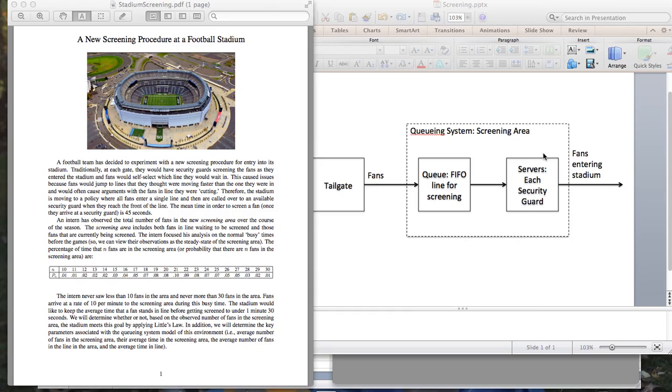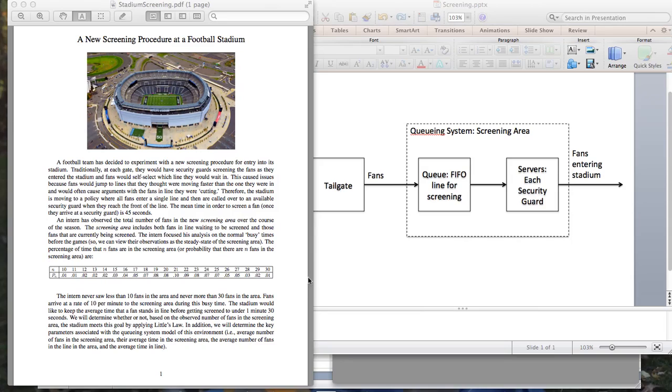And if you read the problem description, we're given a few things about this queuing system. We're given the mean time to screen a fan. It's 45 seconds. What this means is once a person shows up to a security guard and starts the screening process, on average they take 45 seconds to get served and be able to enter the stadium.